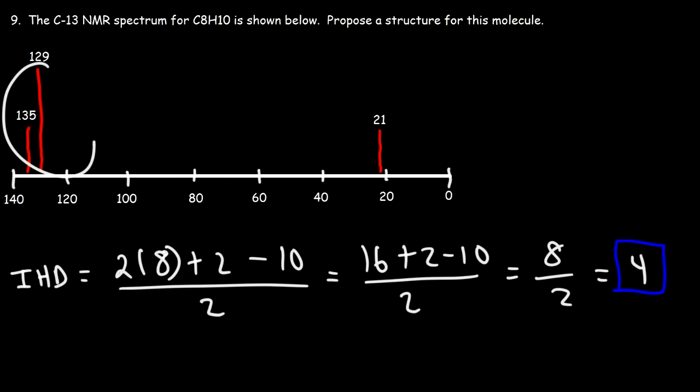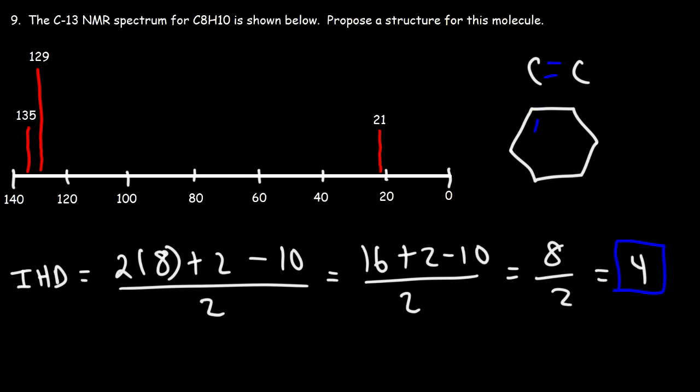Now looking at the signals that we see here, it's between 100 and 150. So we have two possibilities. Either we have an alkene functional group, or we have a benzene ring. Now, a benzene ring with 3 double bonds and 1 ring has an IHD of 4. An alkene has an IHD of 1. So this could be a benzene ring, or it can be a molecule with 4 double bonds. Which one do you think makes sense?